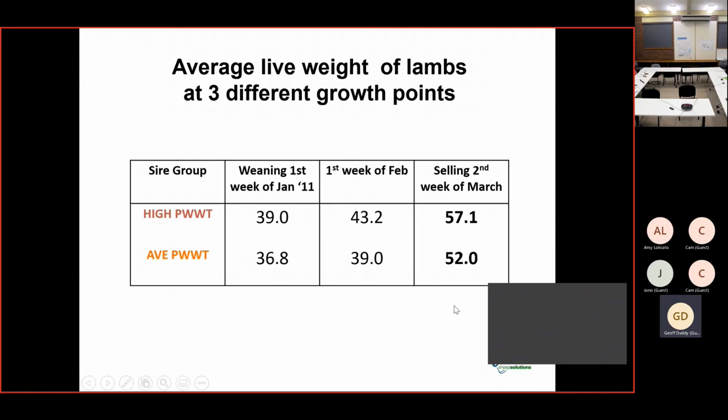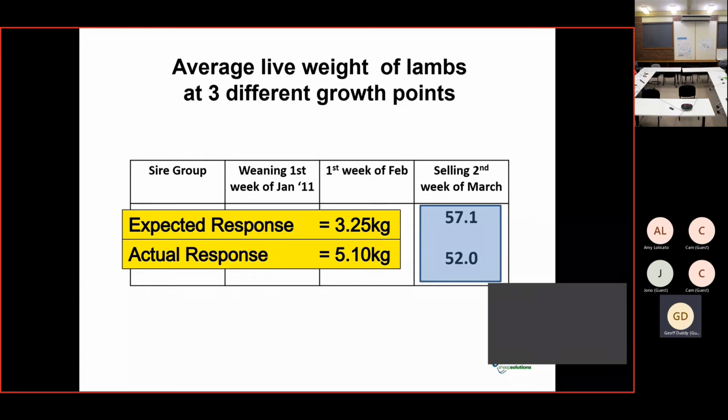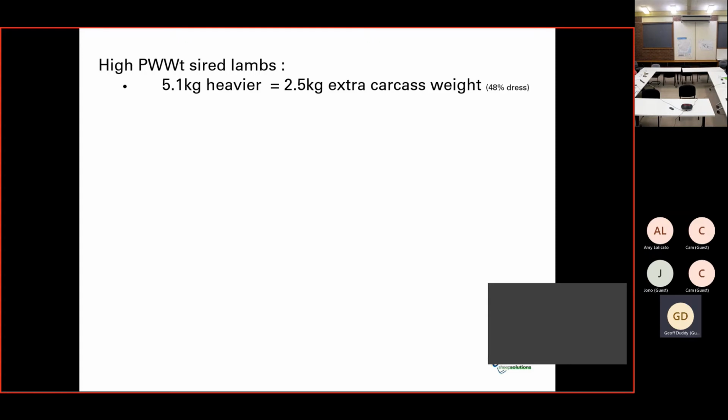They weighed the lambs at various times. This was at the selling point in the second week of March. The expected response again was 3.25 kilos. The actual response was 5.1. As I said before, most times the expected is surpassed. So they actually get better results than what we're expecting. So what does all that mean? The ones from rams that were in the top 10% for growth rate in Australia, their lambs were 5 kilos heavier, an extra 2.5 kilos carcass weight. They sold these lambs in 2011, which at the time was a record price of $6.20 a kilo.